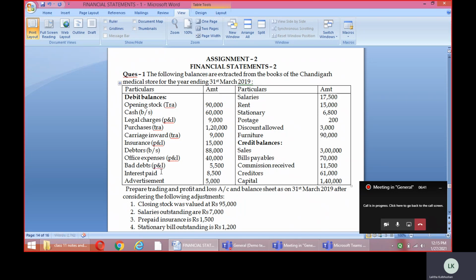Interest paid, again, is an expense, but it's an indirect expense, not an operating expense. Indirect expenses and operating expenses both will be shown on the debit side of the profit and loss account. So interest paid will be shown on the debit side of the profit and loss account. Advertisement, again let me tell you children, is an operating expense, so it will be shown on the debit side of the profit and loss account.